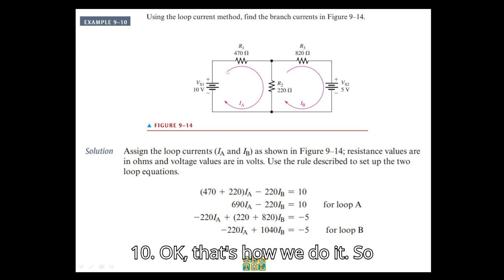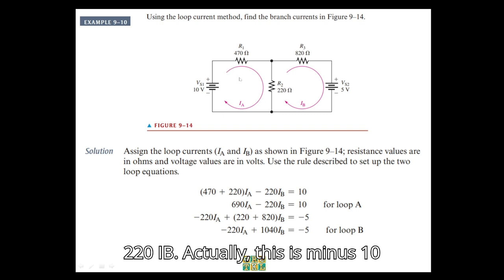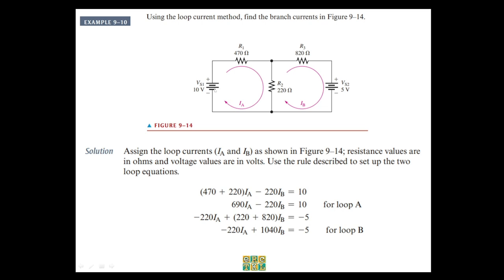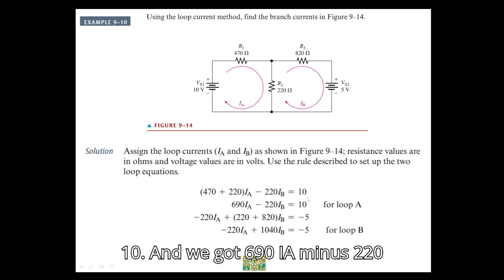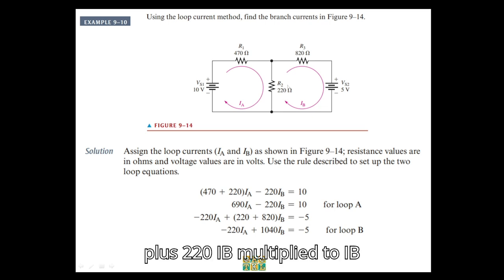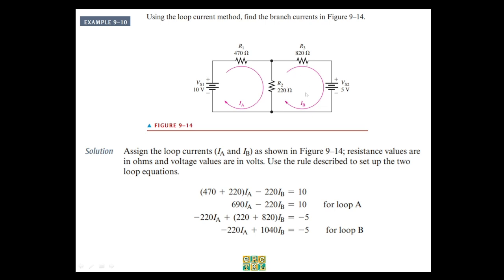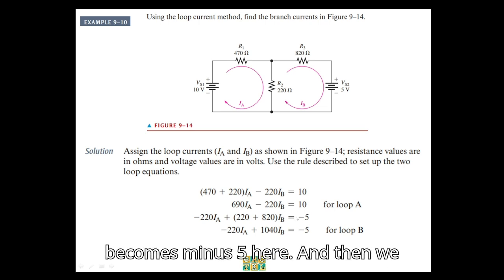Okay, that's how we do it. So 470 plus 220 IA minus 220 IB. Actually, this is minus 10 equals 0, but minus 10 will be moved to the right. That's why it becomes positive 10. And we got 690 IA minus 220 IB. Now, on the other side, we got 820 plus 220 IB multiplied to IB plus 5. But the plus 5 will be moved to the right. That's why it becomes minus 5 here.